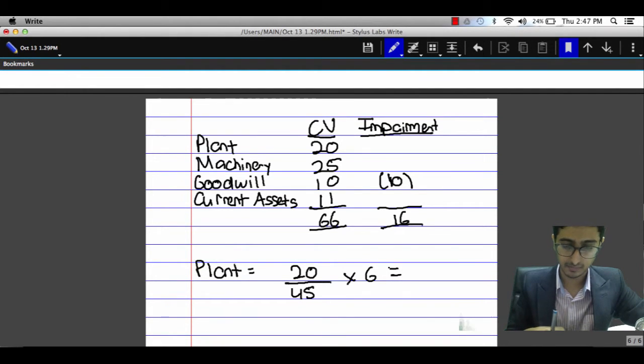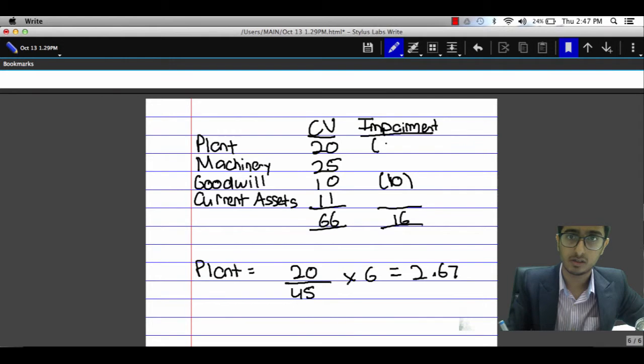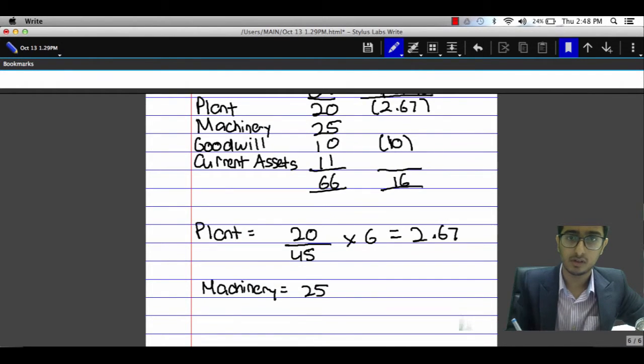Hence, I will allocate 2.67 into my plant. And how about my machinery now? It will be 25 divided by 45 multiplied by 6, which is 3.33.